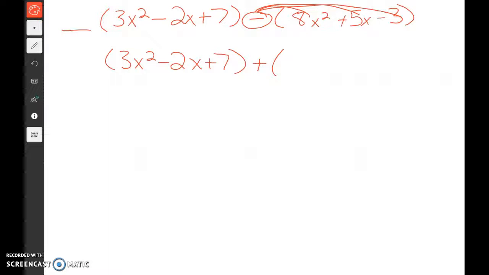So what's negative times 8? Negative 8. And then we tack on our x squared. What's positive 5x times negative? Negative 5x. And then what's negative times negative 3?